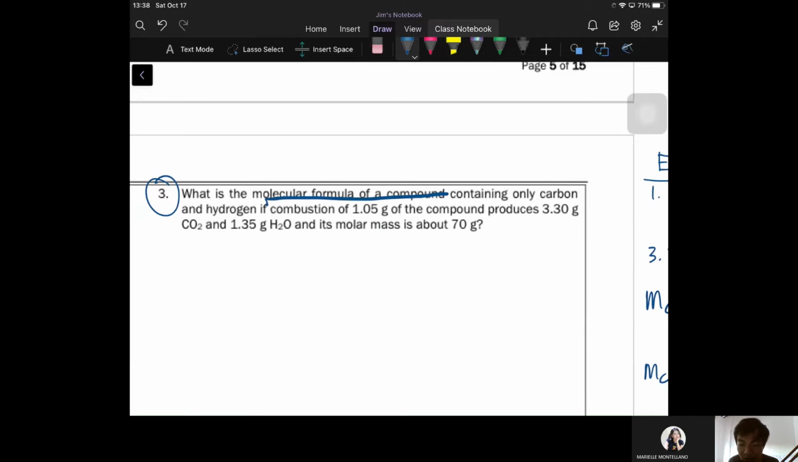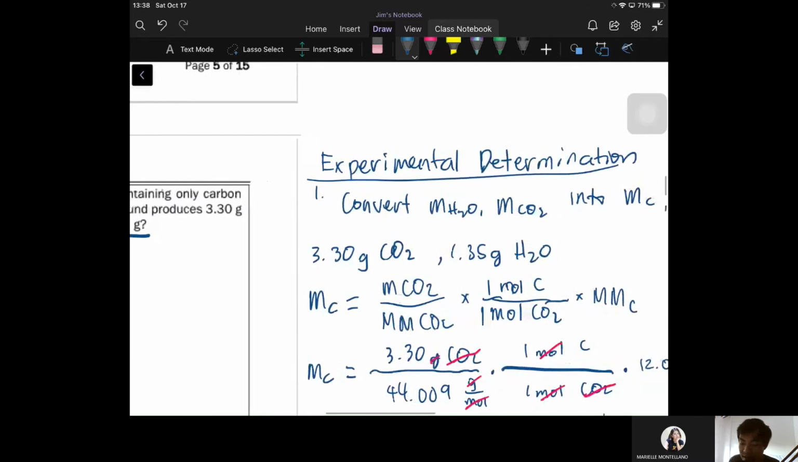What is the molecular formula of the compound? The molar mass is about 70 grams per mole. Okay. So, anong gagawin natin dun sa idea na yun? No? Pupunta tayo sa step 3.